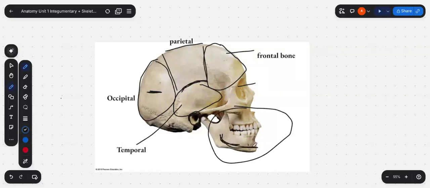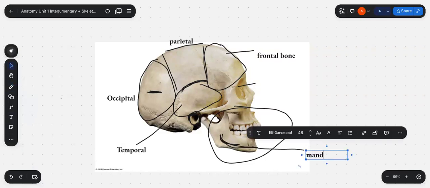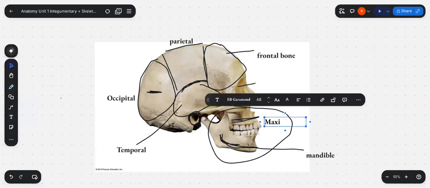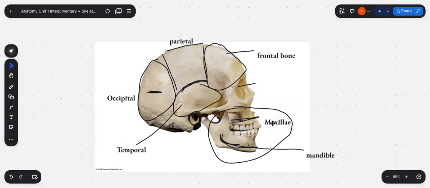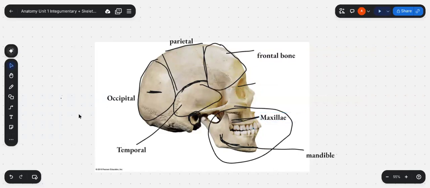The mandible is going to be basically just your jawbone. So mandible. And then on the top, you have your maxilla. Your maxilla lies above your teeth but under your nose. And I like to think of it as your mustache bone, because if you have a mustache, then that is the region that it would grow. So your maxilla is above your teeth, under your nose. That is everything for the skull that you need to know.